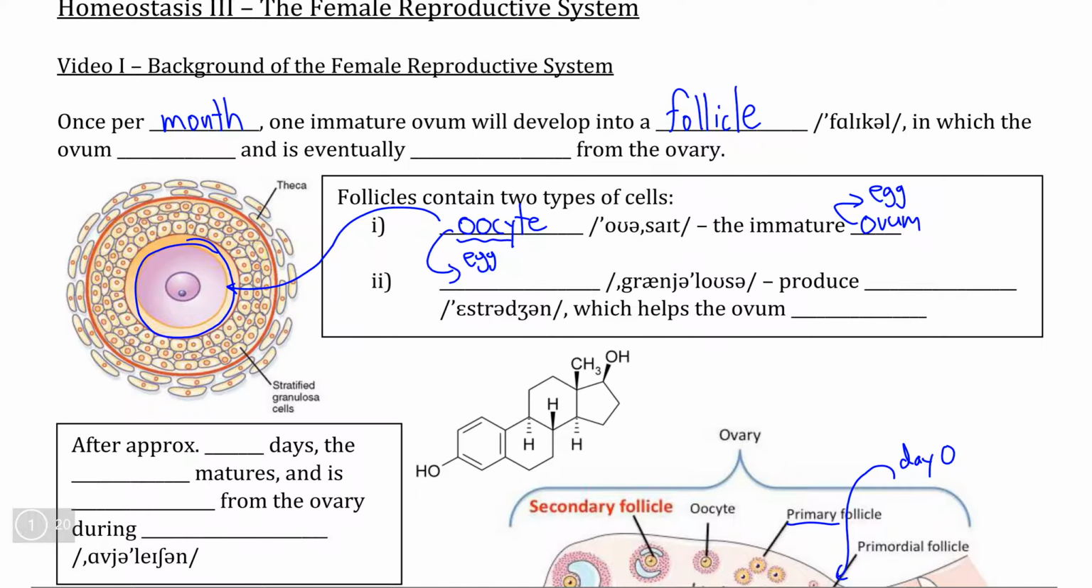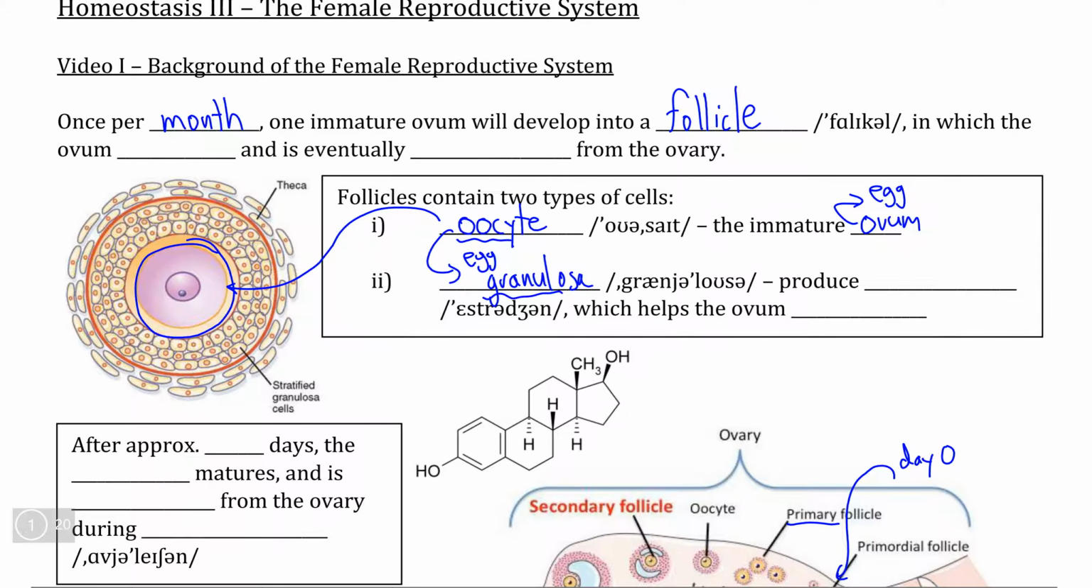Now, we say that the oocyte is immature because it's not actually big enough and not ready to be fertilized in order to produce a successful fetus. It needs help from all of the cells that surround it, which are what we call granulosa.